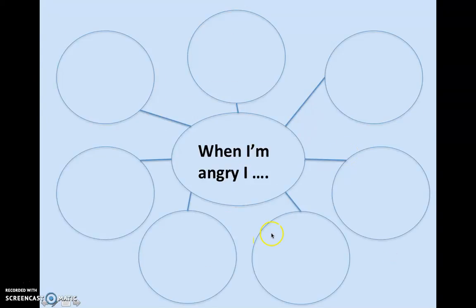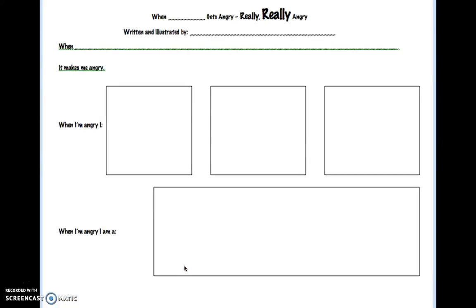Here are some examples of what I've done in the past. I might give them a bubble map that just says, when I'm angry, and this is a chance for them to write down some of those ideas of what they do when they're angry. Then I've also done it in a different format, depending on my group. One year I had a very low group who needed much more spelled out graphic organizers. So here, they put their name, so it would be when whoever gets angry. This is their spin-off of that, when Sophie gets angry.